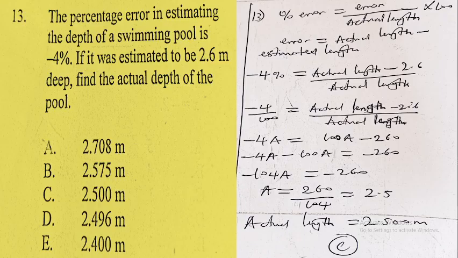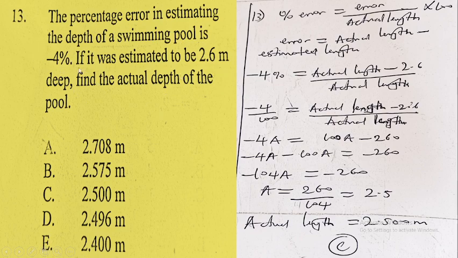Option C rather. Then question number 13 is on percentage error. The percentage error in estimating the depth of a swimming pool is minus 4%. If it was estimated to be 2.6 meter deep, find the actual depth of the pool. So you are looking for the actual depth.